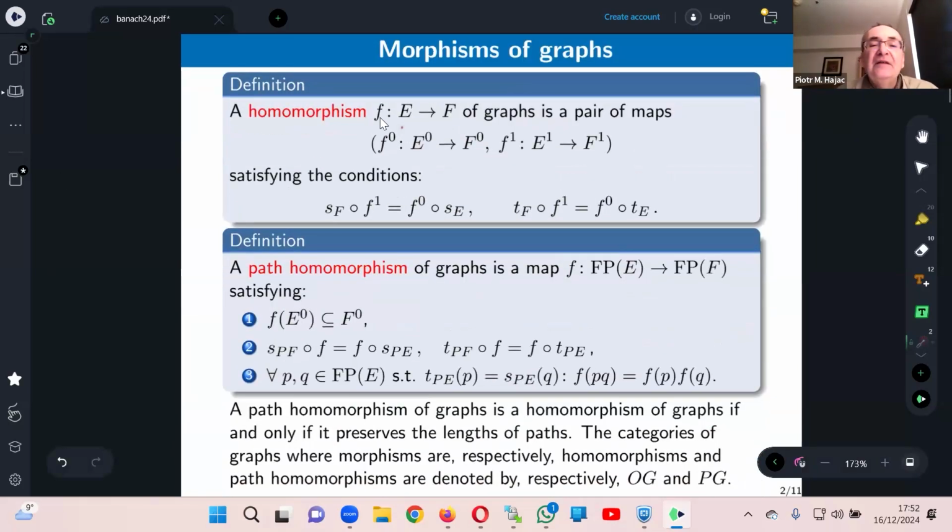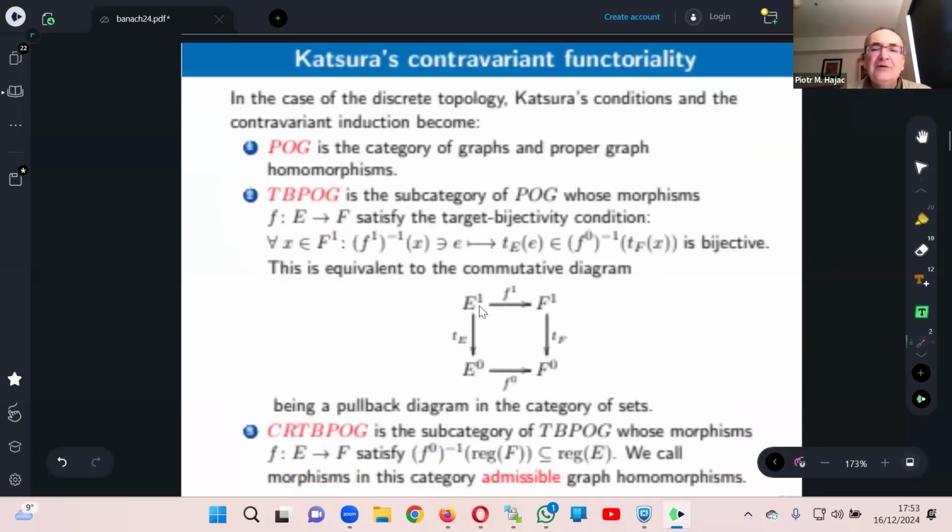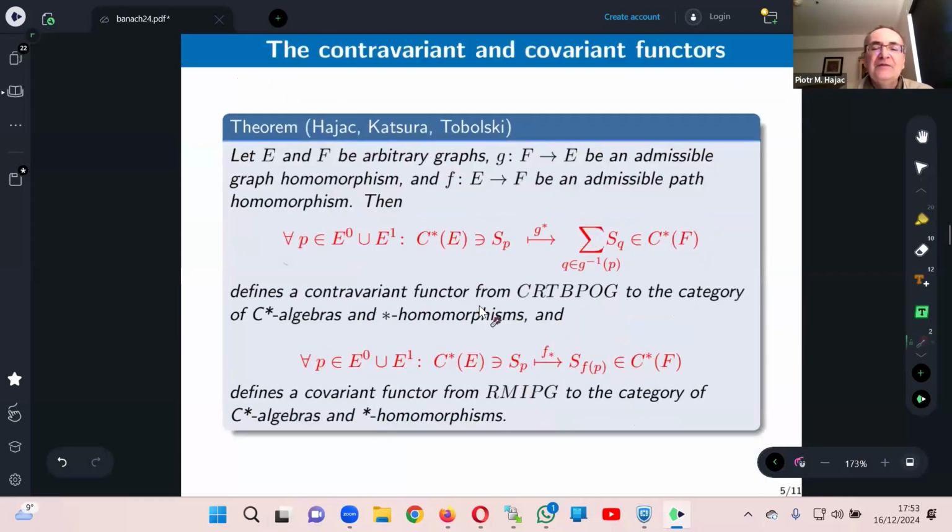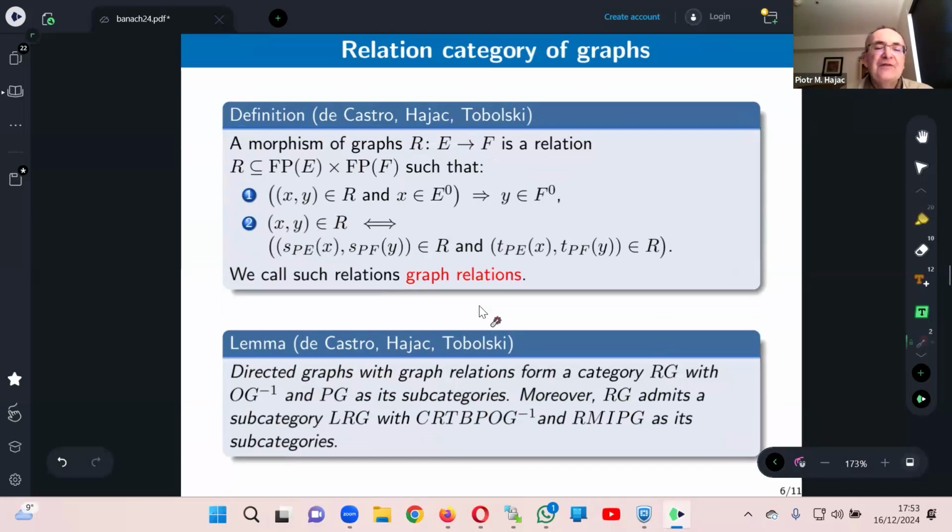You see, this is the OG category, and this is the PG category. Ordinary graph homomorphisms, path homomorphisms of graphs. So here we have to reverse arrows. It's a matter of choice, but one is for covariant functoriality, one for contravariant. So in one of these categories, arrows have to be reversed. And for the time being, we choose to reverse the arrows in this first category, OG. Then when you reverse arrows, you can very easily read these morphisms as relations.